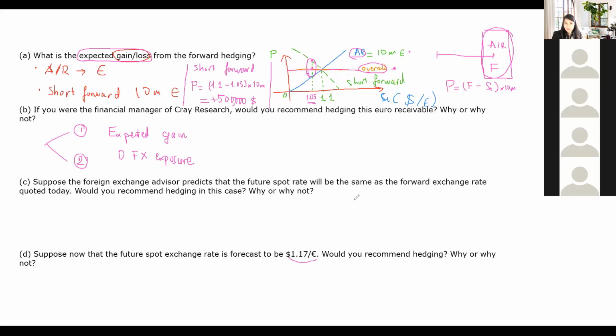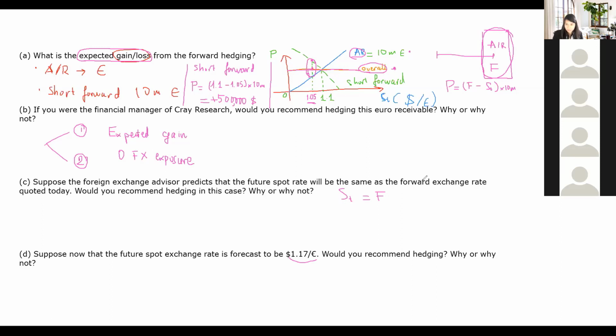So suppose the foreign exchange advisor predicts that the future spot rate will be the same as the forward exchange rate quoted today. So basically the expected future exchange rate is the same as the forward rate. What would happen in this case? And would you still recommend hedging or not? So here, my expected spot rate is exactly the same as the forward rate.